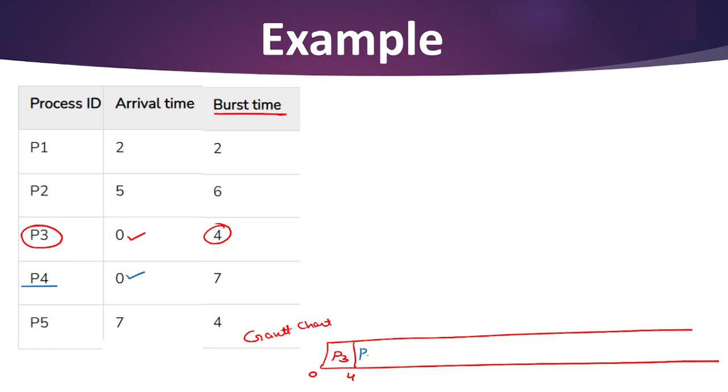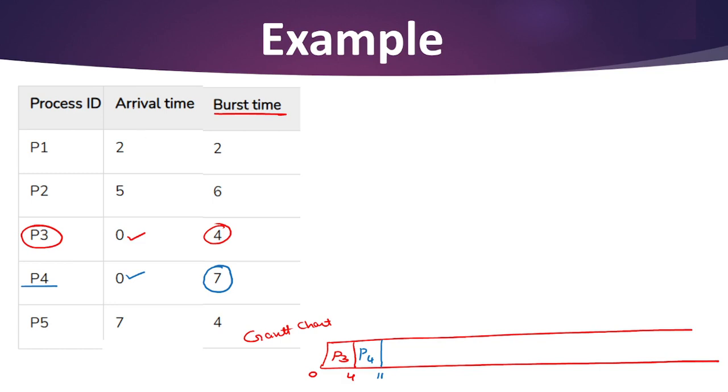Next point we have is process P4 at 0. So we need to write process P4 here. Process P4 wants the CPU for 7 seconds. So when we add 7 and 4, we will get 11. Okay, so we are done with two processes.